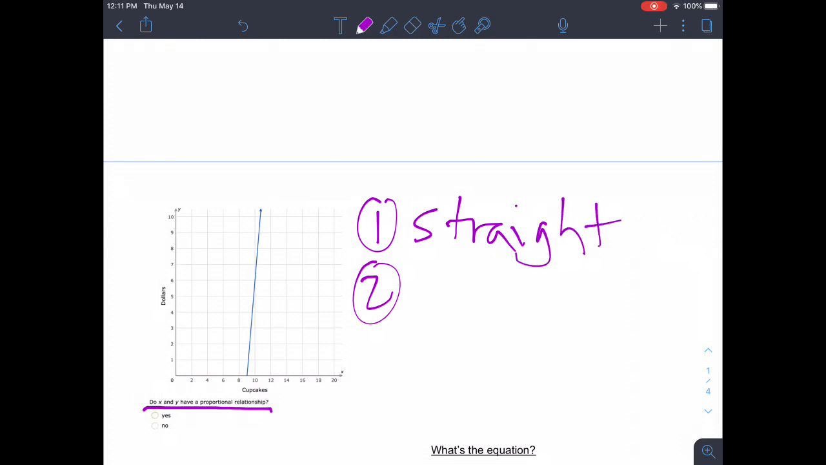Is this a straight line? It certainly is. And hopefully you remember the other thing is that it has to go through the origin. Does this one go through the origin? No, it does not. So this is going to be no. Every graph has to be straight and has to pass through the origin.